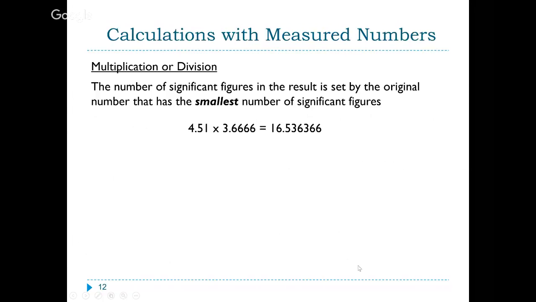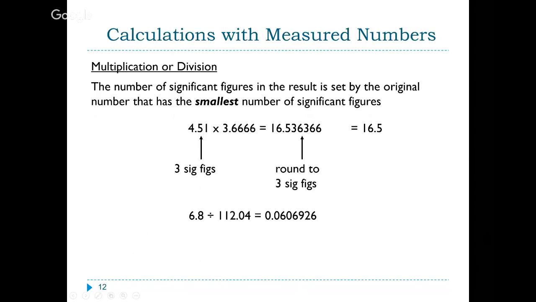4.51 has 3 sig figs. 3.6666 has 5. 3 is less than 5. We put this in our calculator, we get a number. We go off of our smallest number of significant figures, so we round to 3, which is my 16.5. I look at what does the 3 do to the 5? Well, it's not going to do anything to it, so 16.5 is my answer.